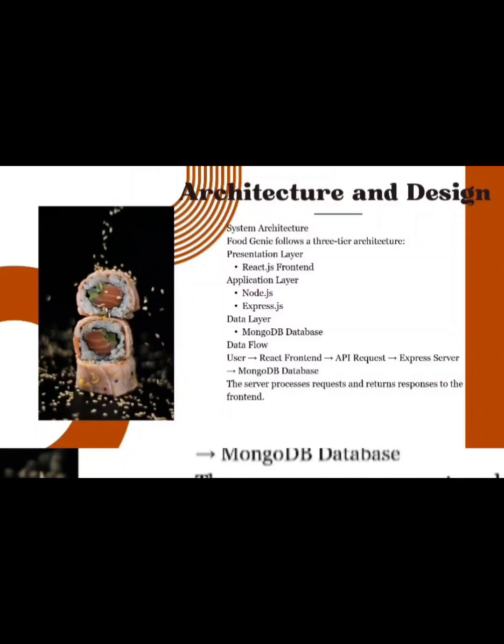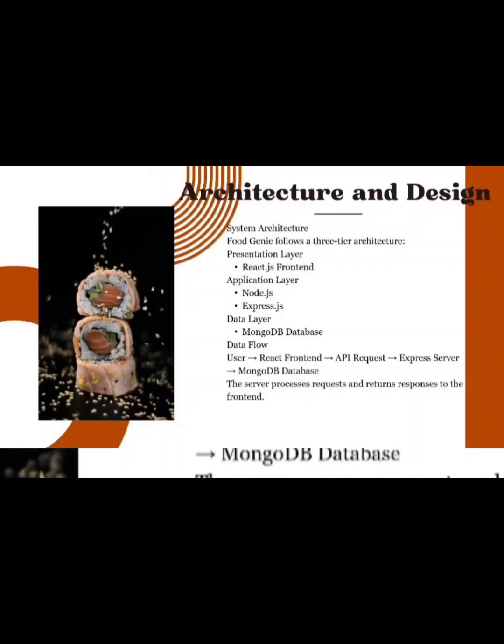And the next is architecture and design. The Food Genie application follows a three-layer architecture. The first layer is the presentation layer, which is built using React.js. Users interact with the application through this interface. Then the second layer is the application layer. Here Express.js and Node.js process requests, validate data, and perform business logic.